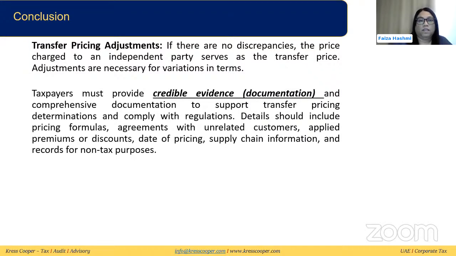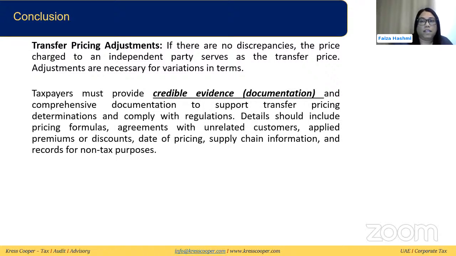So if the price to an independent party is available, then it is very straightforward for this method, and you can use that. But remember that for any method that you use, and any adjustments that you make, you do need to have documentation to support that. There needs to be credible evidence.